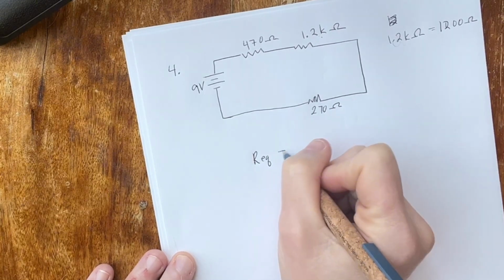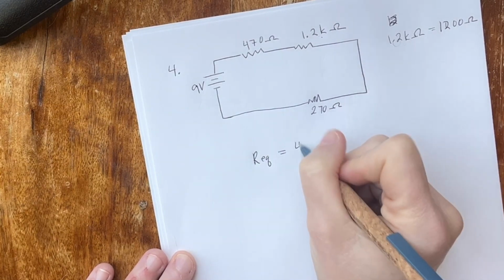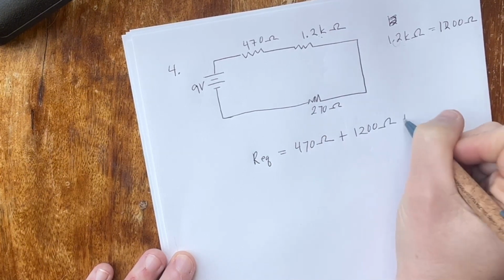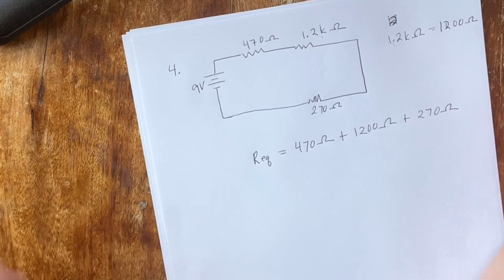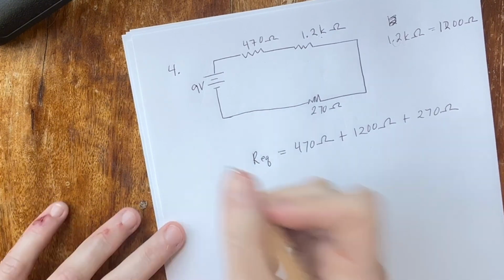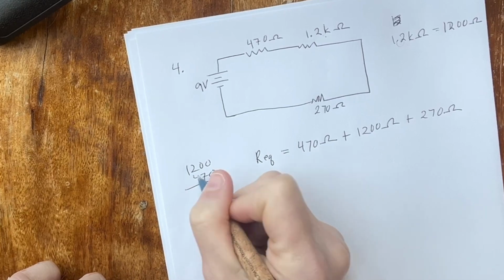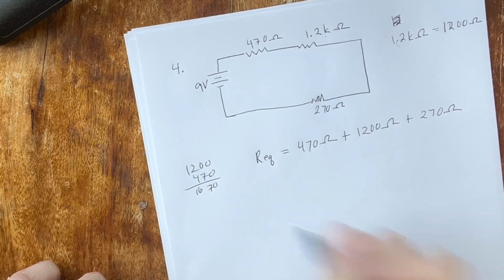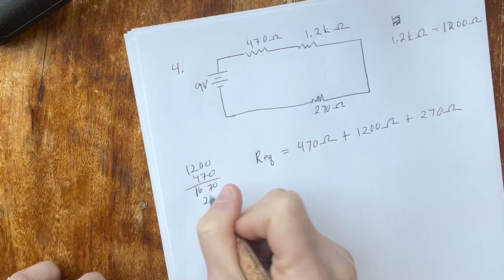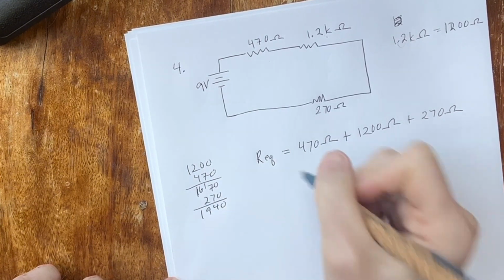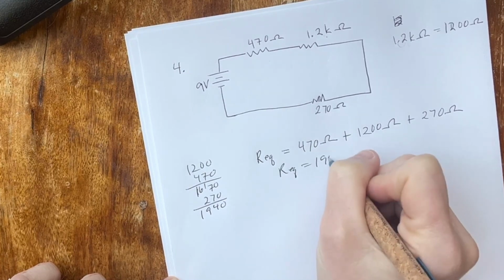So Req for a series circuit is just adding the 3 resistors. So we have 470 ohms plus 1,200 ohms plus 270 ohms. Do I have a calculator? No, I don't, because my calculator is on my phone. Okay, let's do this real quick. We have 1,200 and 470, that's 1,670, and then plus 270. Req is equal to 1940 ohms.